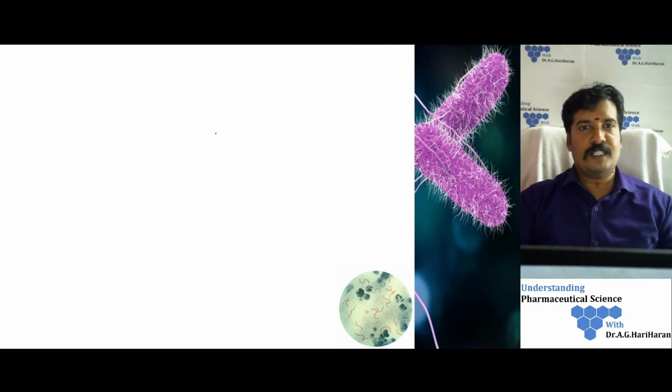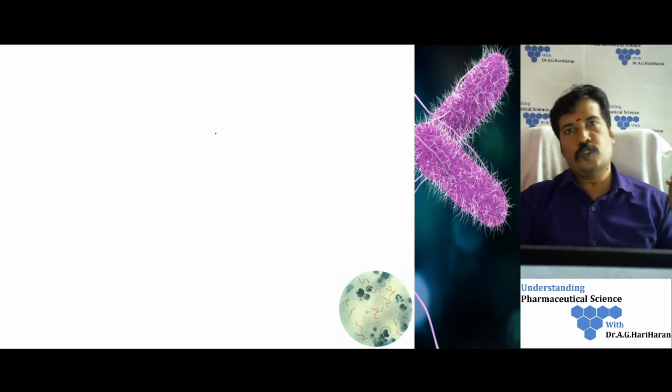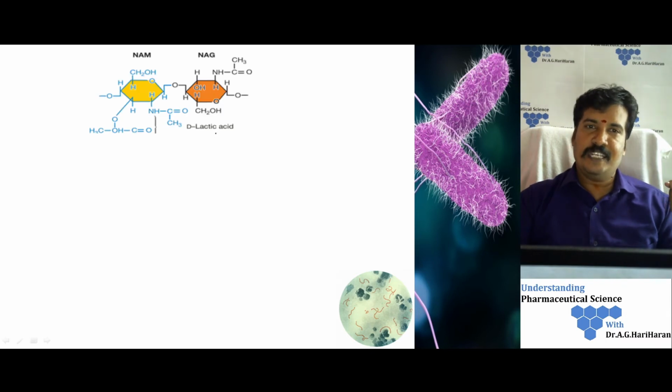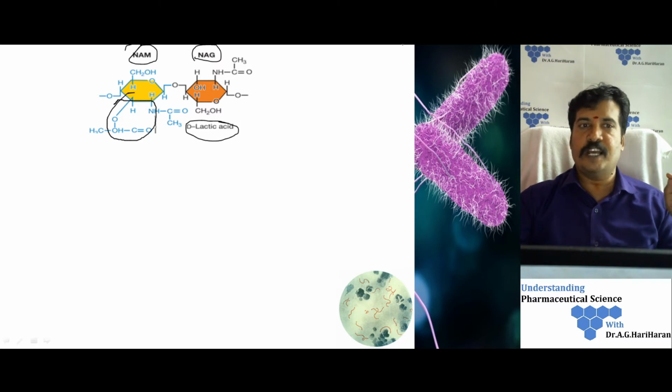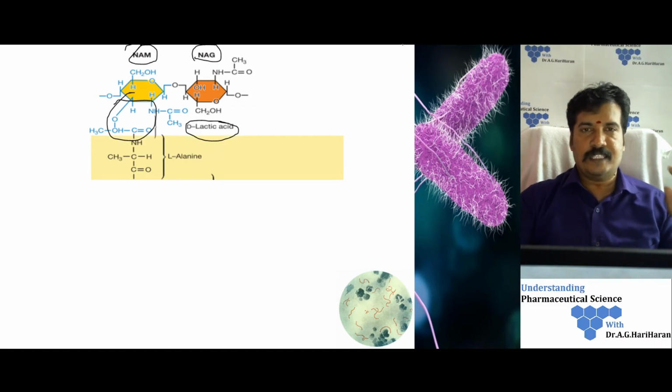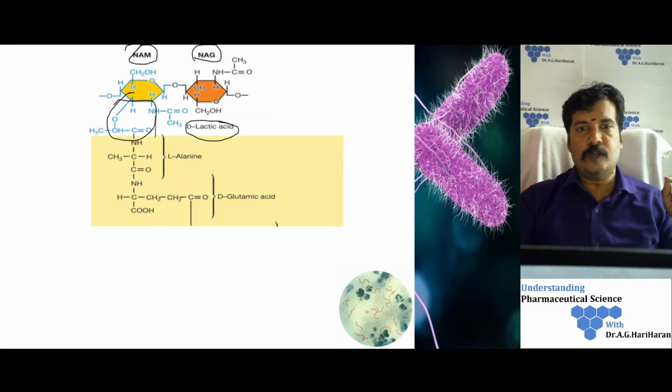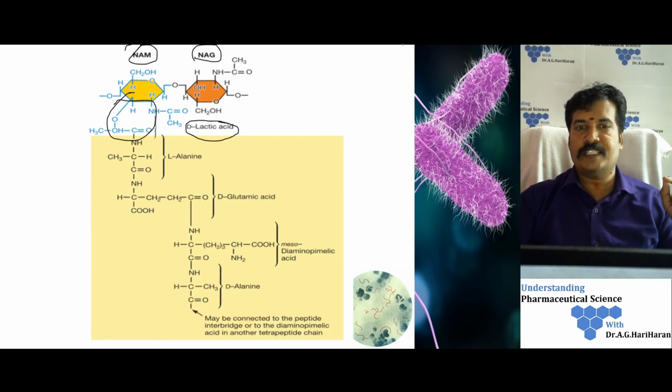If you see from this picture, the first 2 sugar moieties are the NAG and the NAM: N-acetylglucosamine, then N-acetylmuramic acid. Both are structurally similar in nature, only the D-lactic acid is added as an ether. That's the one major striking difference between N-acetylglucosamine and N-acetylmuramic acid. Then it contains L-alanine and the three major amino acids: D-glutamic acid, mesodiaminopimelic acid and D-alanine. So these three amino acids will be majorly present. Then additionally L-alanine is there.